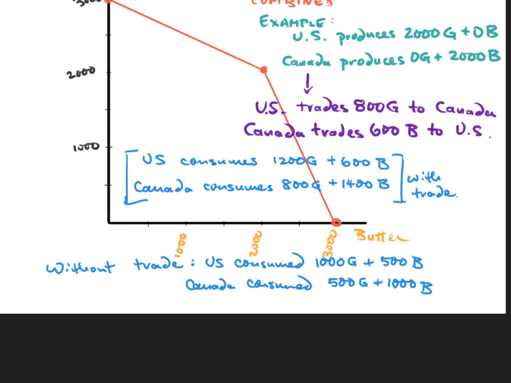And the same thing is true for Canada. Canada on its own could produce 500 guns and 1,000 butter, but it could not have produced 800 guns and 1,400 butter. That was above Canada's production possibility frontier. So what Canada can consume after trading with the US is more than it could have consumed on its own. Okay? They have more guns and more butter. Both countries have more guns and more butter if they focus on doing what they are good at doing and trade with their partner. Okay? Trade can make everyone better. That's why we do it.